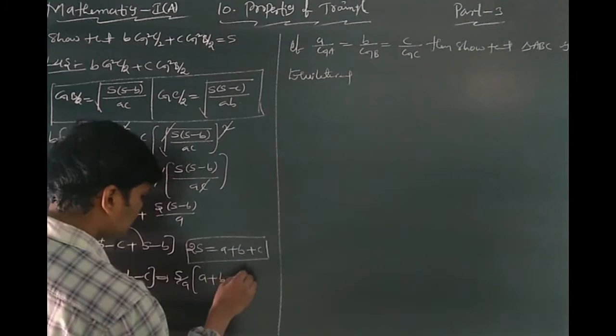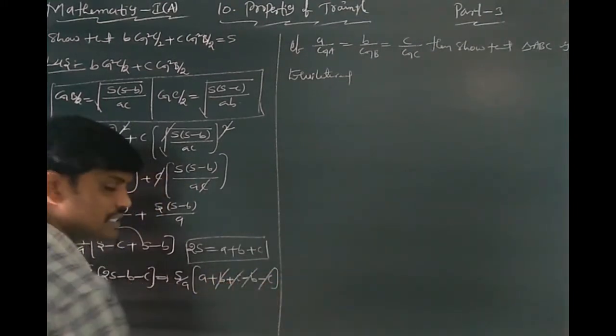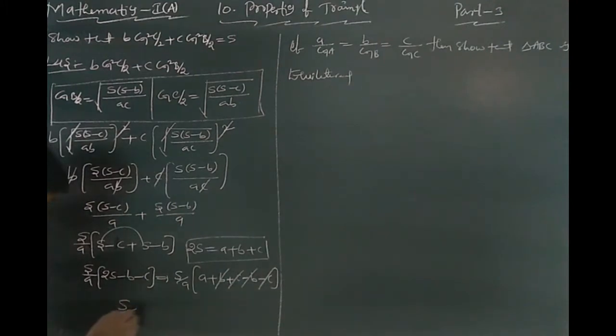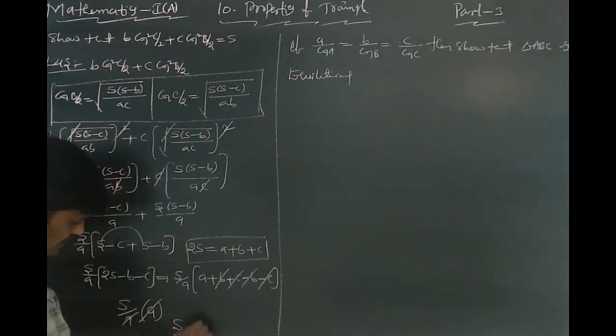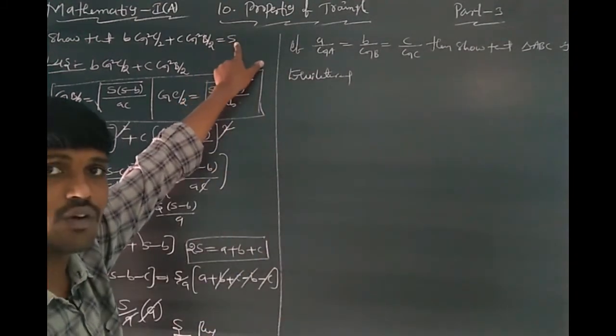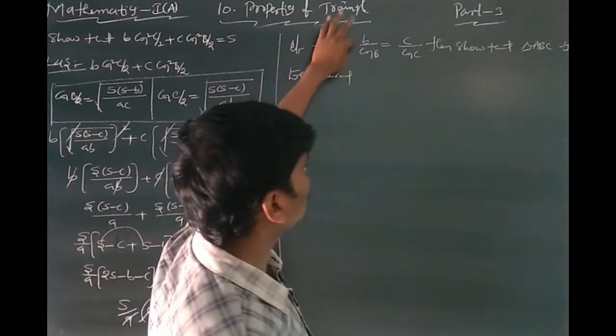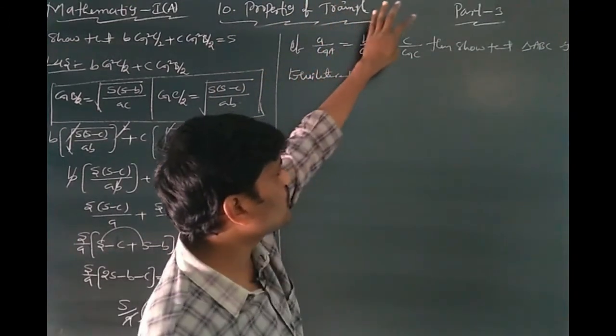a plus b plus c minus b minus c. Minus b plus b, minus c plus c get cancelled. Remaining s by a into a, a gets cancelled. You get s. That is the RHS part. Correct or not? Check. RHS part is what here? Yes.